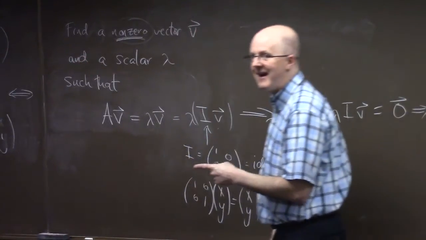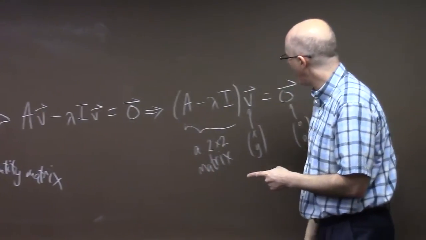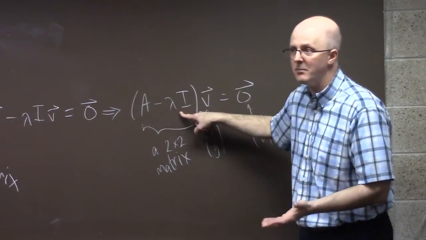So, I really want to figure out what values of lambda will make the determinant of this equal to 0.